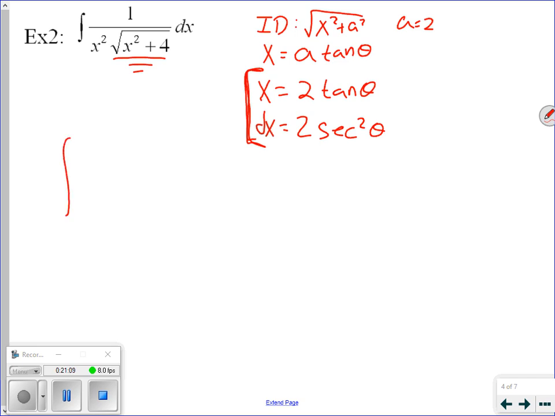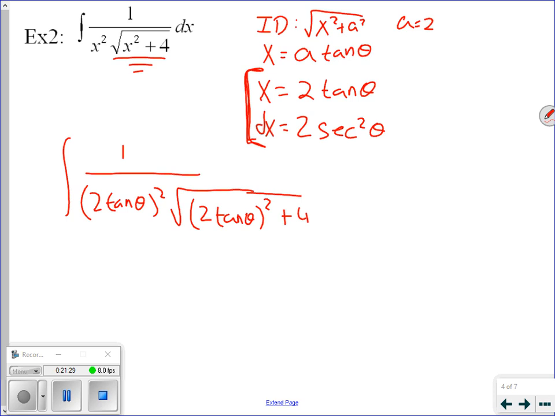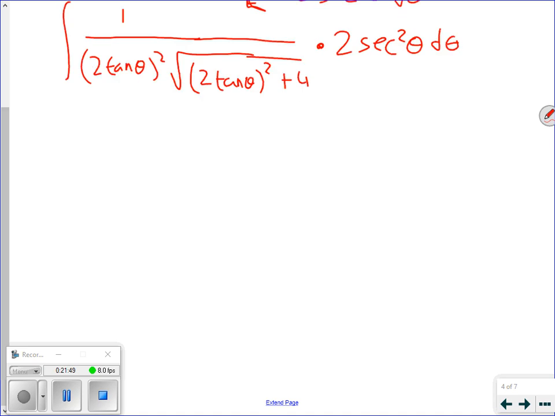Okay, so we're going to have the integral of, I'll go ahead and keep that as 1 on top. On bottom, instead of x squared, this is 2 tan theta squared. And instead of x squared again, it's 2 tan theta squared plus 4. So I substituted everywhere I saw an x, I plugged in 2 tan theta. And instead of dx, remember we have 2 secant squared theta d theta. I forgot the d theta right here. So we did trig substitution. Now we're going to integrate this trig, and then we'll plug back in at the end.